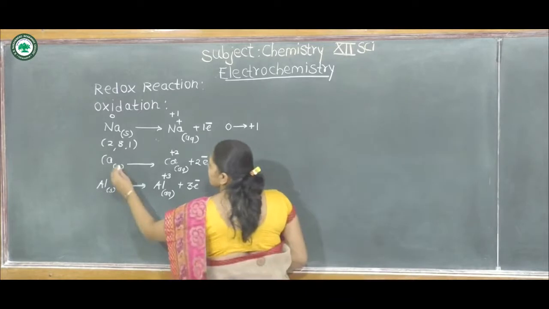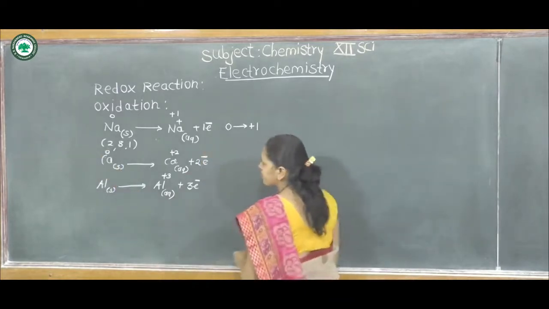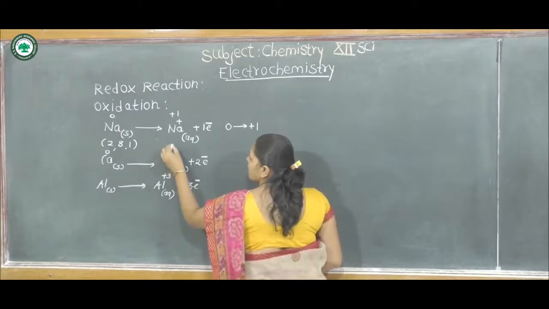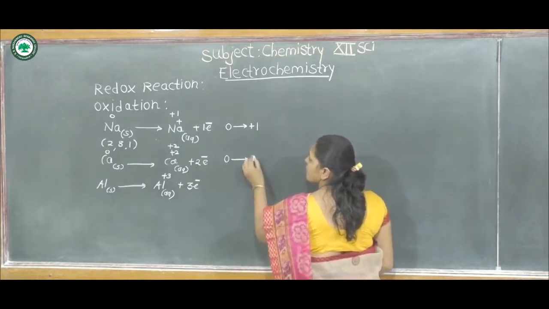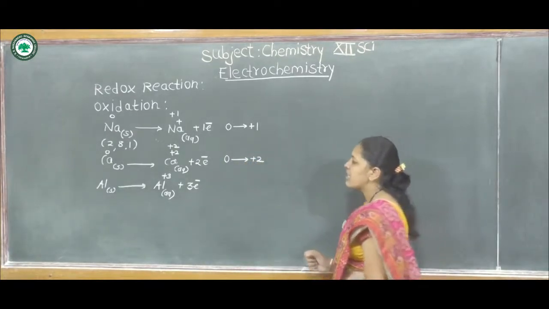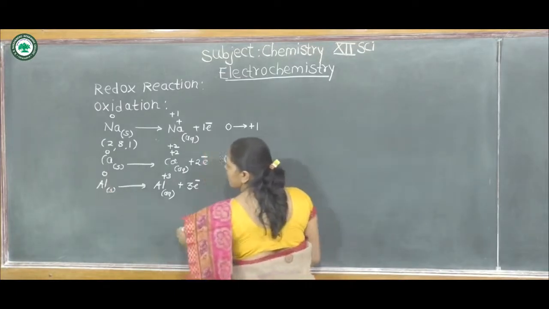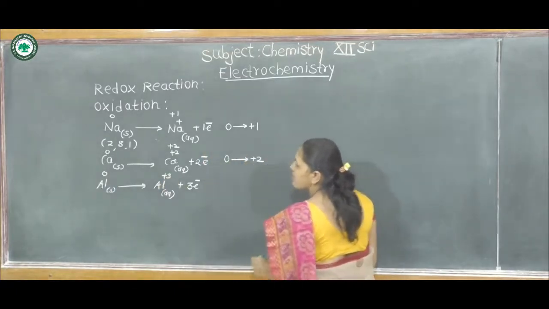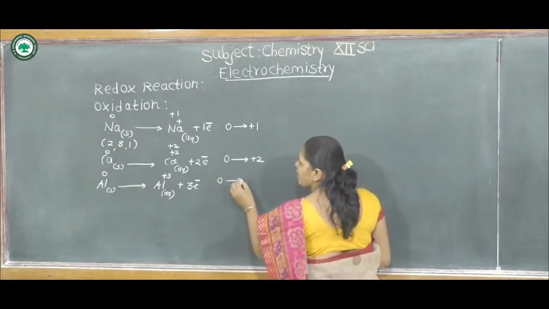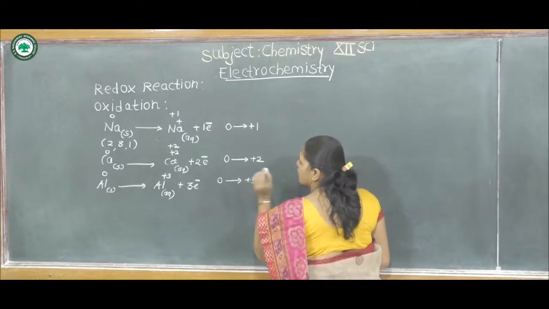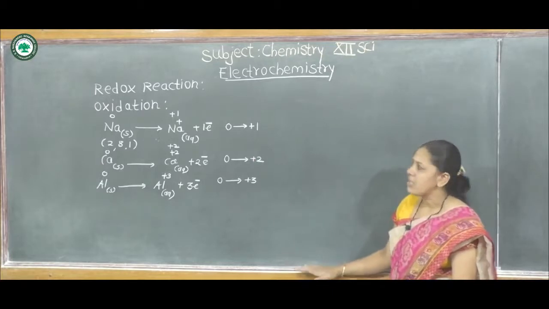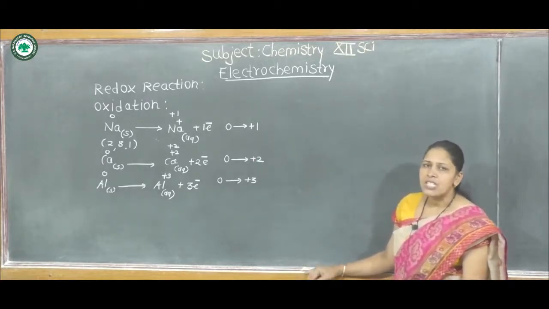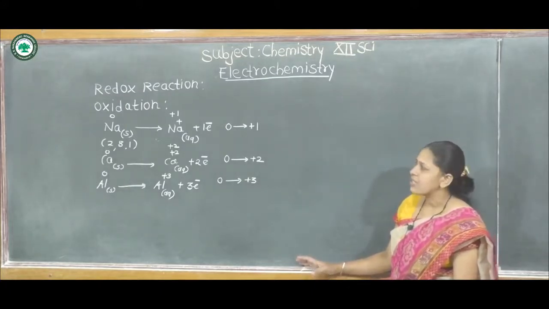Then in the second case, calcium has 0 oxidation state. By loss of 2 electrons, it has +2 oxidation state. Therefore, the oxidation state of calcium changes from 0 to +2. In the third case, aluminium has 0 oxidation state and then +3 oxidation state. Therefore, the oxidation state of aluminium changes from 0 to +3. In these three examples, the oxidation state increases in all examples. Therefore, another definition of oxidation is: increase in oxidation number of any species is called oxidation.